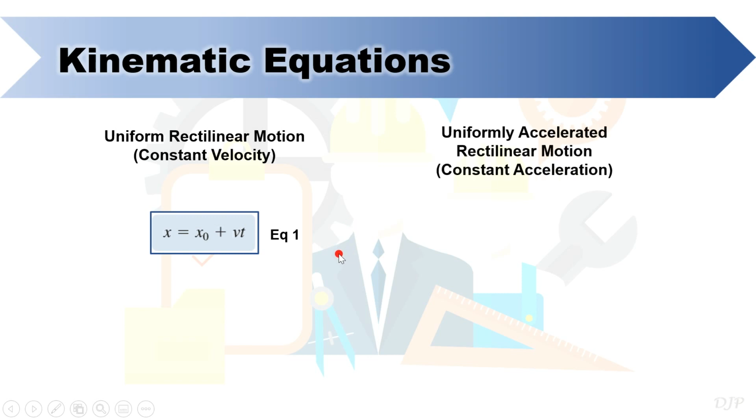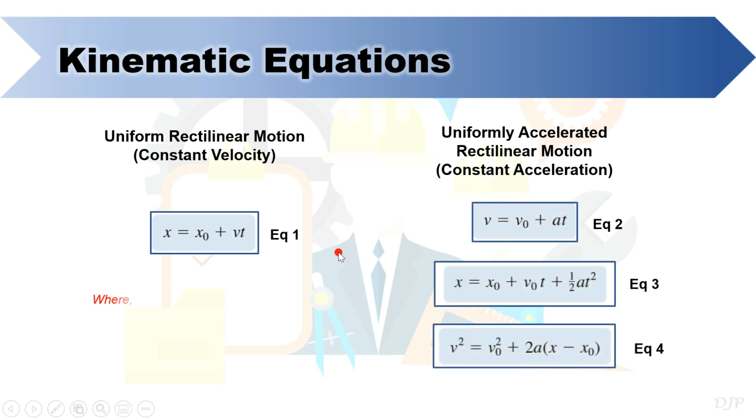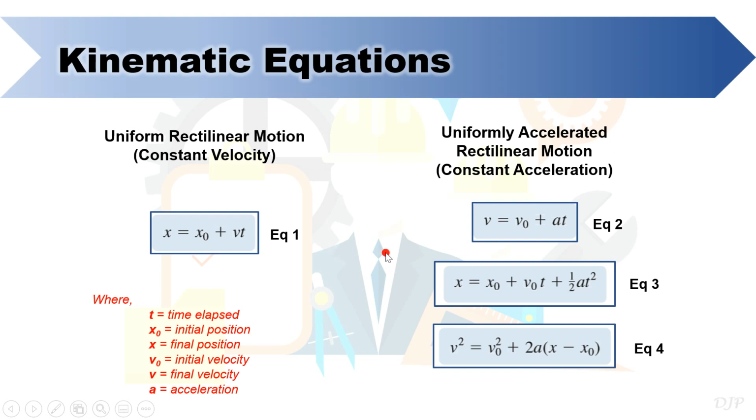Next, for motion with constant acceleration, we have the following equations. To understand equations 2, 3, and 4, it would be better to derive them one by one. Please take note carefully or pay attention to the derivation process so that you will avoid having trouble applying these formulas into different situations, especially problems from our future topics. Now, let's start with equation 2.